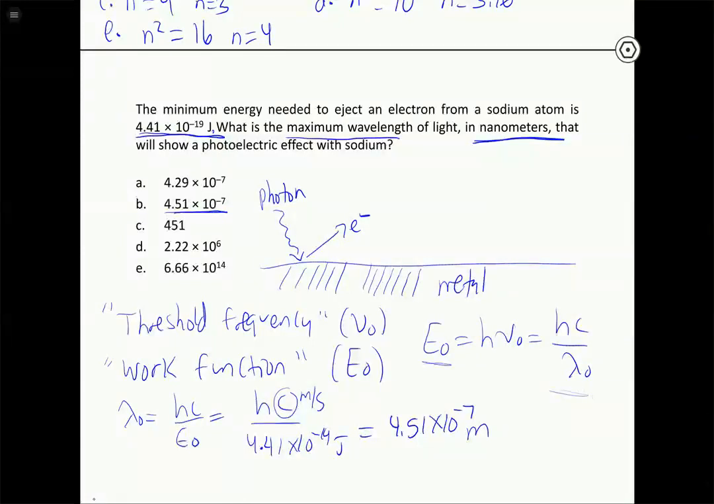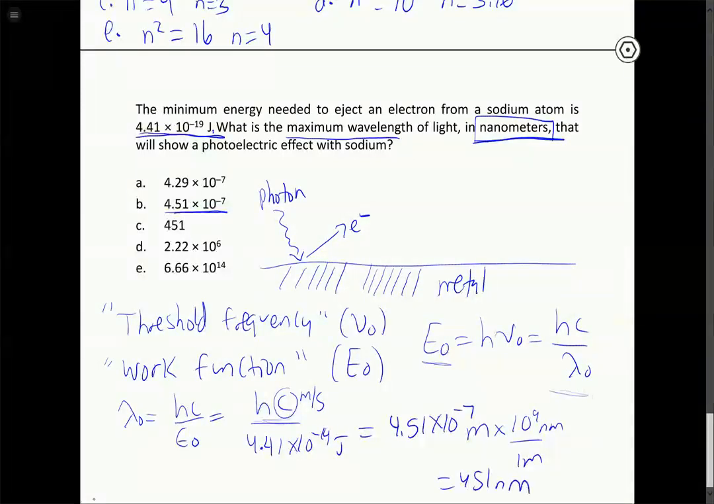So when you use this equation and you use the standard values for these constants, you're going to get a wavelength in meters. This one wants it, though, in nanometers. So we have to convert that to nanometers by multiplying by 10 to the 9. So this would be 451 nanometers. So choice C is the correct one if you make sure that you keep the units right. So many of you picked B because that was the number that your calculator spit out, but that's a number in meters, not nanometers.